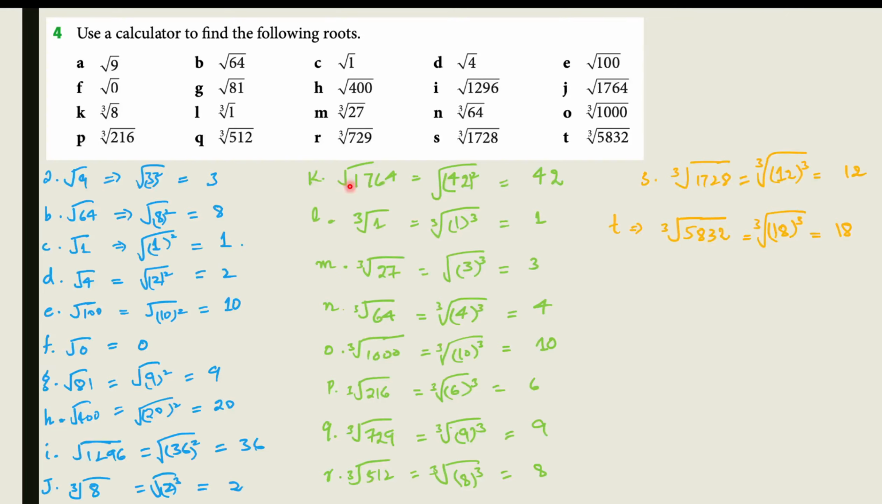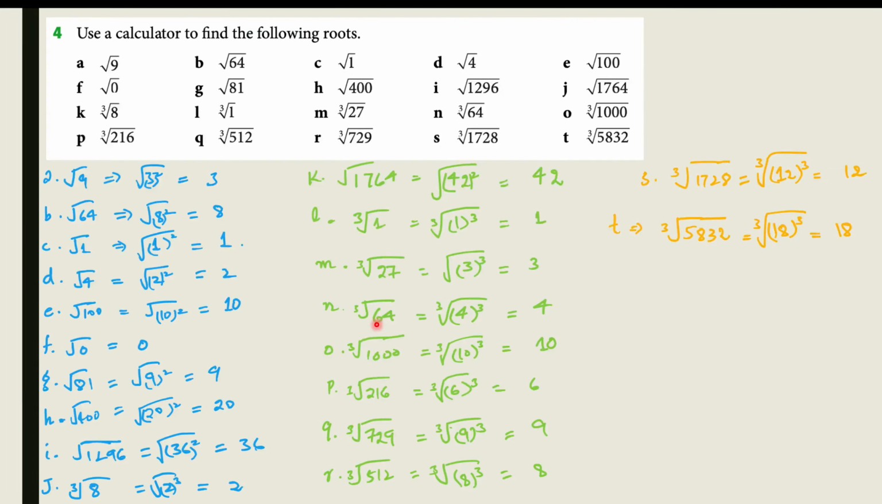This is a square root, you have to keep in mind. Then we have the cube root, next one. So the cube root of 1 is equal to 1, because 1 multiplied by 1 multiplied by 1 is equal to 1. The cube root of 27 is equal to 3, because 3 multiplied by 3 multiplied by 3 is equal to 27.